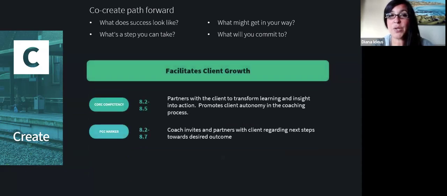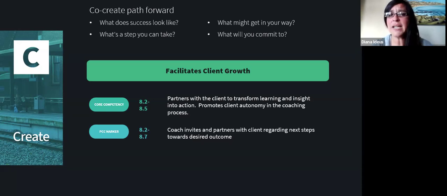Going deeper on that, you continue with how are you going to partner with them to transform that into action? So promoting that client autonomy, it's not about you saying, "Oh, I think you should do XYZ," right? It's what ideas do you have? What steps could you take? What support do you need? And then again, that PCC marker, coach invites and partners.